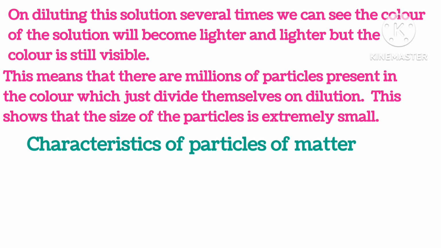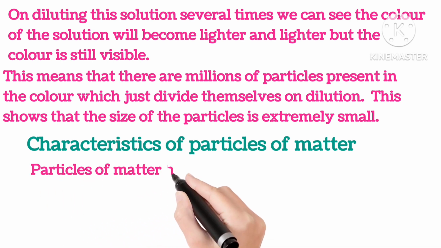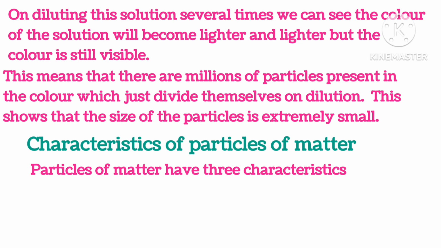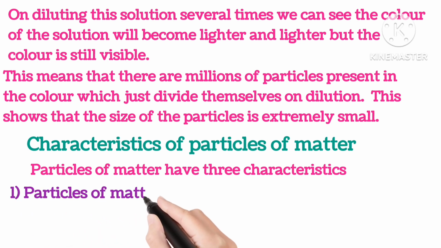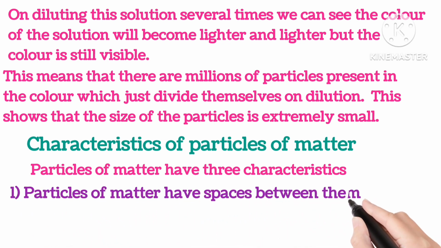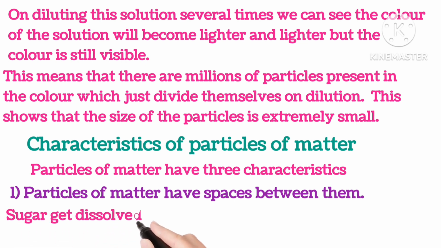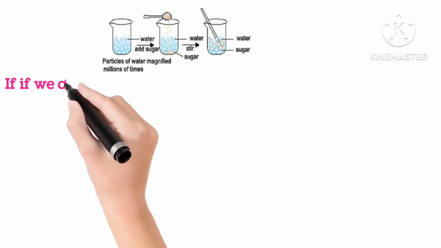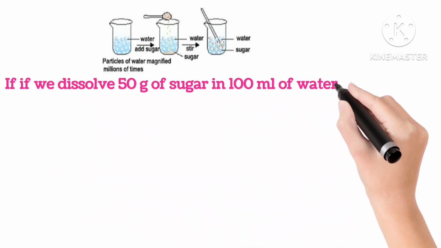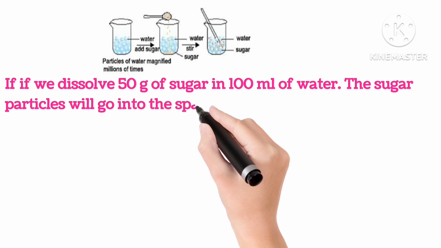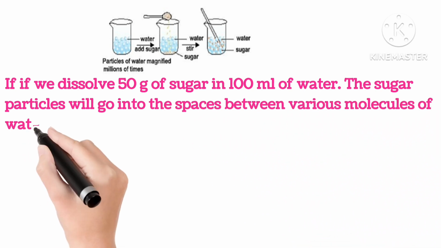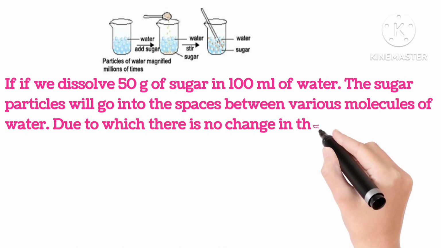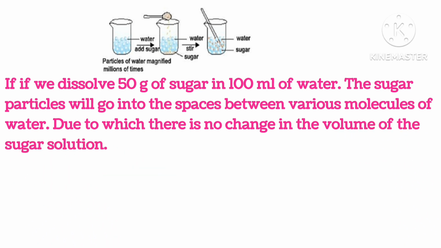Characteristics of particles of matter. Particles of matter have 3 characteristics. First, particles of matter have space between them. Sugar gets dissolved in water because its particles have space between them. If we dissolve 50 grams of sugar in 100 ml of water, the sugar particles will go into the spaces between various molecules of water, due to which there is no change in the volume of the sugar solution.